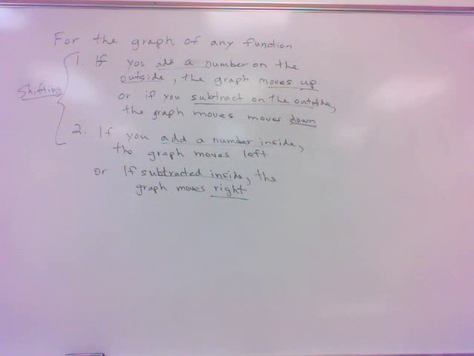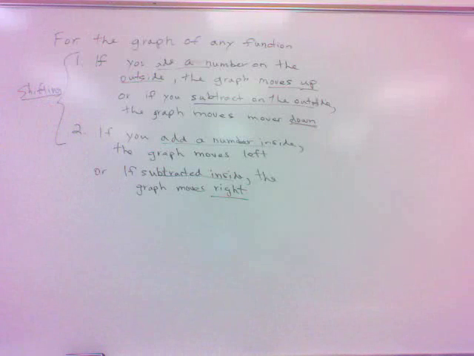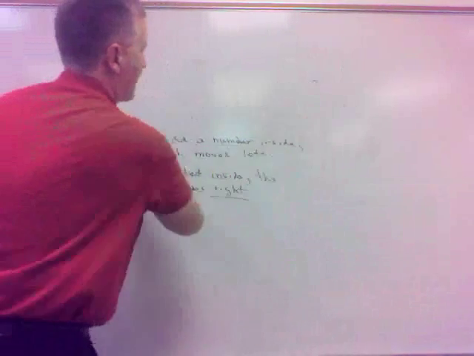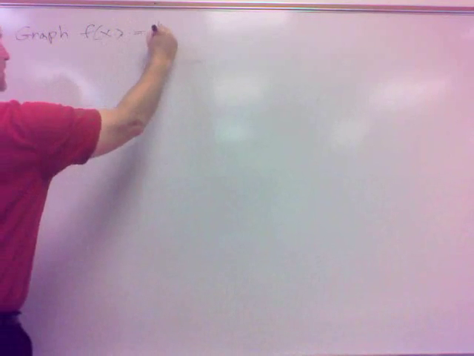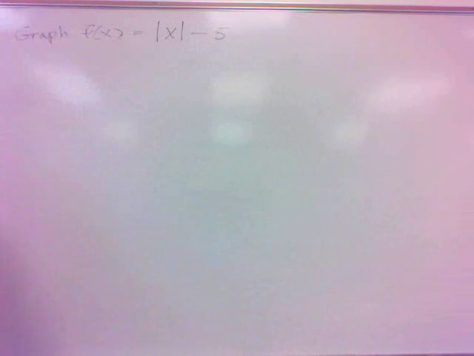Okay? All right. So let's try a couple here without the nice little calculator and see what we would do. All right. So let's graph f of x equals the absolute value of x minus 5. And the only thing in the absolute value is the x.